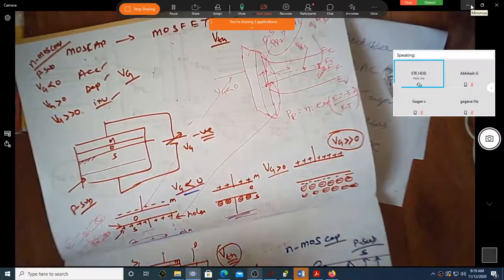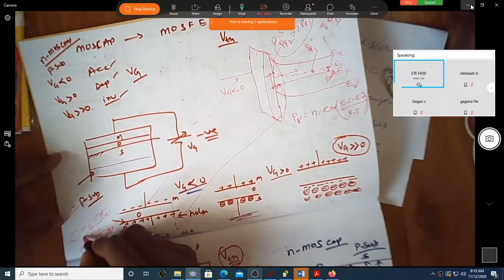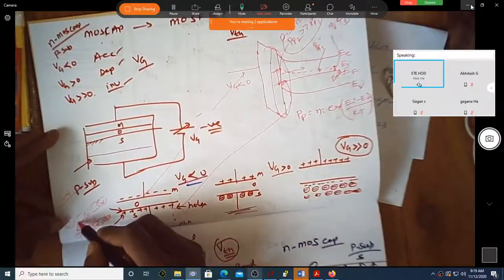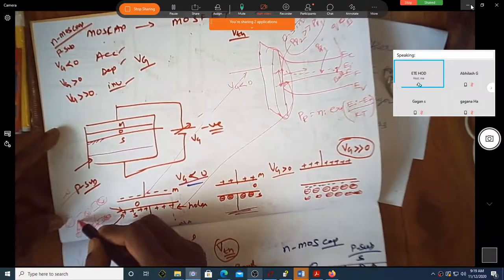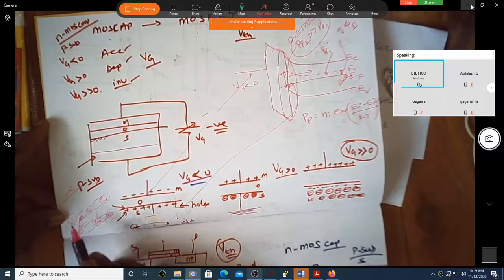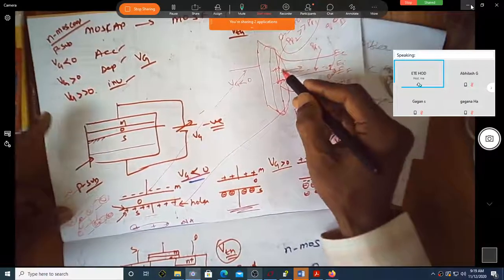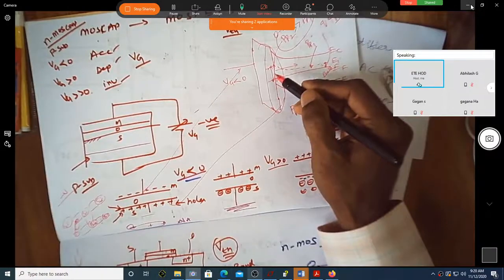If you increase the negative voltage, are the electrons pushed out? Because of this negative, you are supposed to get a positive, no? So electrons are coming out of this. They are actually pushed out. When they are pushed out, do you have a vacancy of electrons here? This vacancy of electrons is nothing but a hole. So that's why you are having more and more holes at the oxide semiconductor interface.